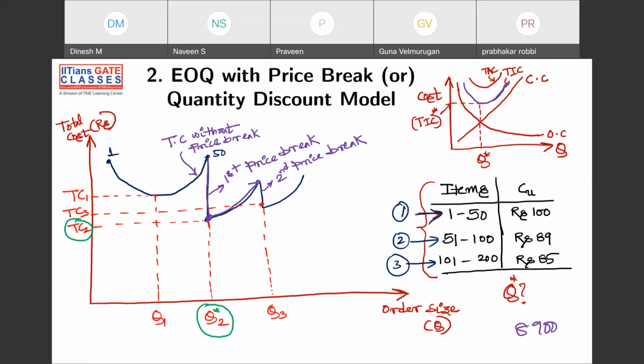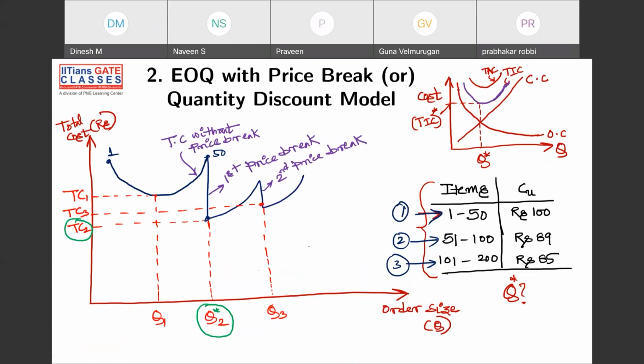And if you're still increasing it, if you're buying 101, just calculate 100 into 89 and 101 into 85. Obviously, this is 8,900. 101 into 85 is how much? It is some 8,585. So obviously, again the price will drop. This is 8,900 and this is 8,585. Again the price has dropped. And again, as you keep on buying, the purchase cost will rise.